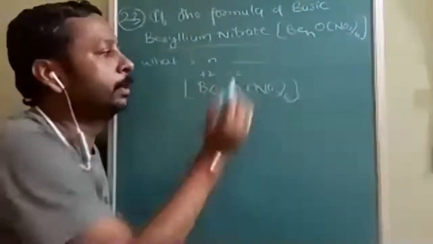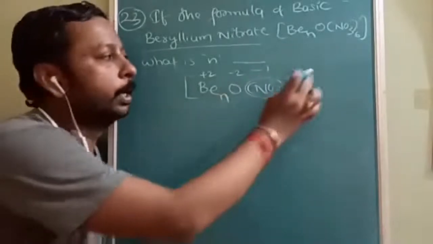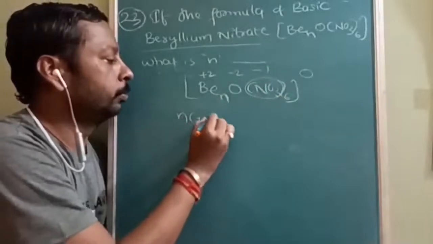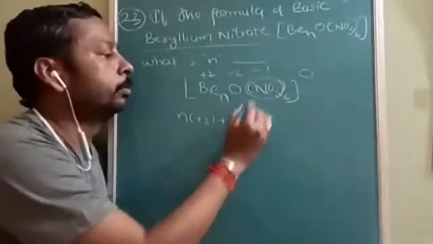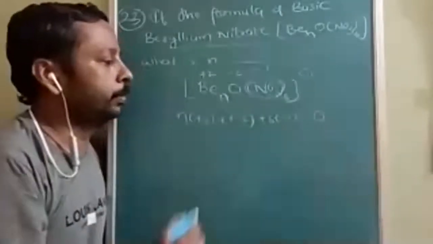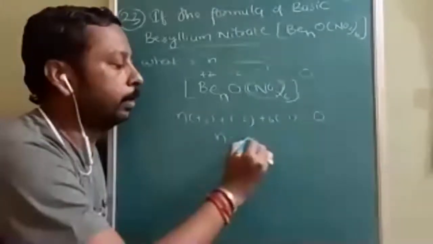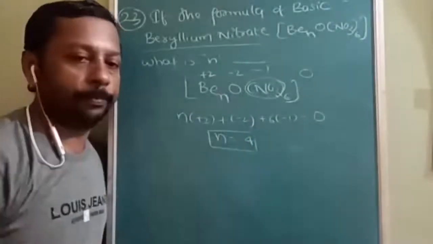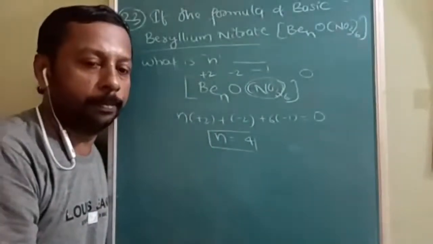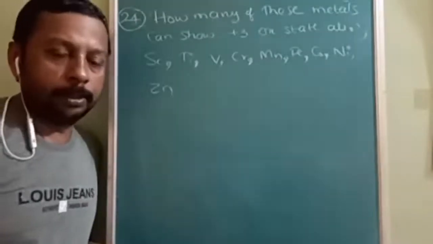So here beryllium oxidation number is +2. Oxygen oxidation number is -2. NO3 is a complex ion with -1. And the total charge is how much? 0. So N into +2 plus -2, plus 6 into -1 is equal to 0. If you simplify, how much will you get as the N value? Therefore it is 4. The number of beryllium in this particular molecule is 4.